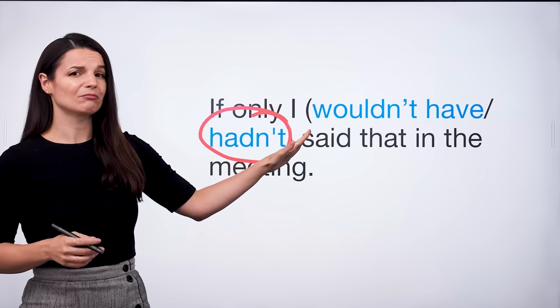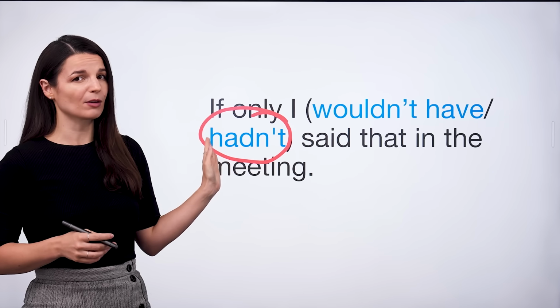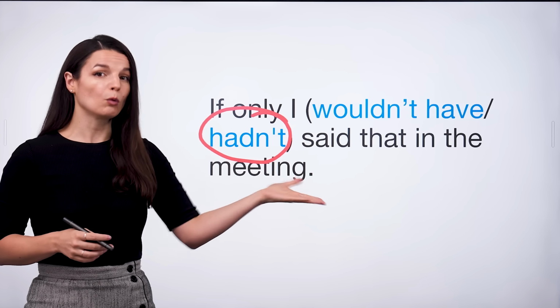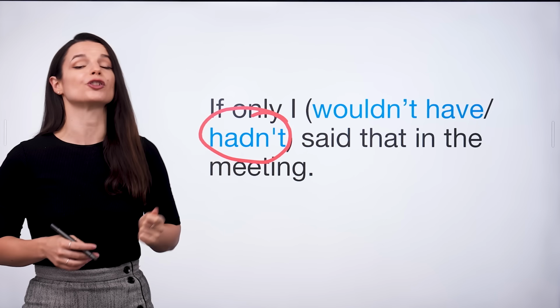Wouldn't have said is incorrect here because if only needs the past perfect, had plus past participle, to express regret. Wouldn't have is a modal perfect, which we don't use after if only to show regret.